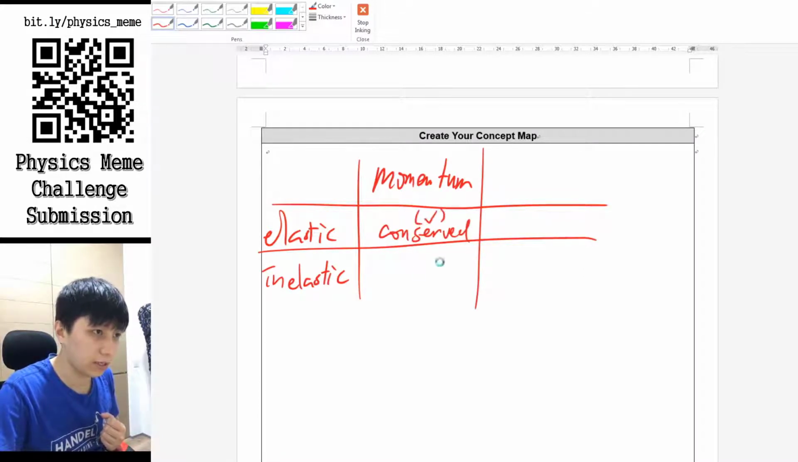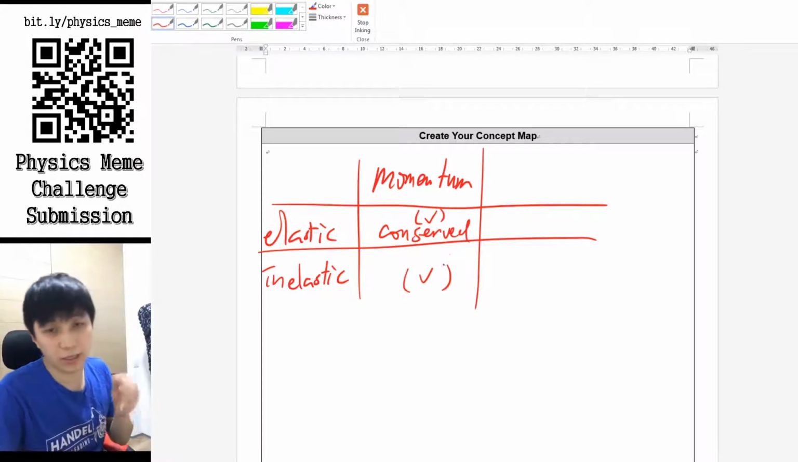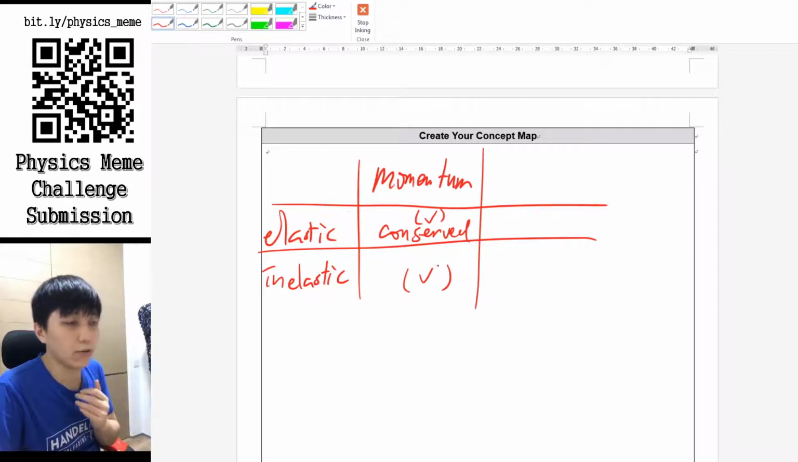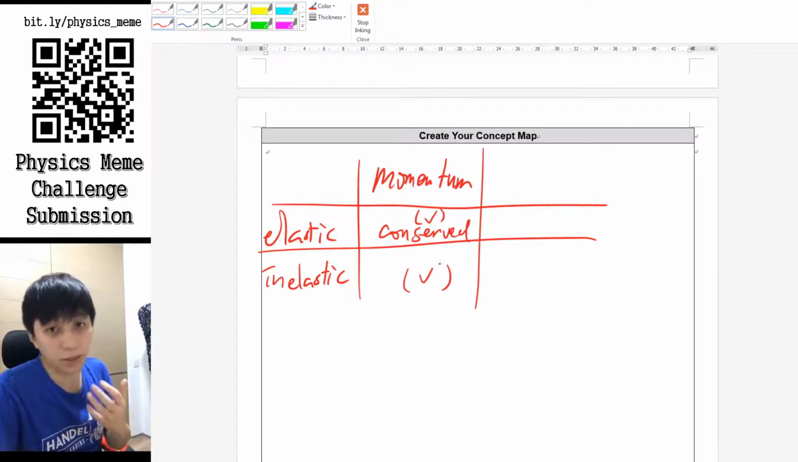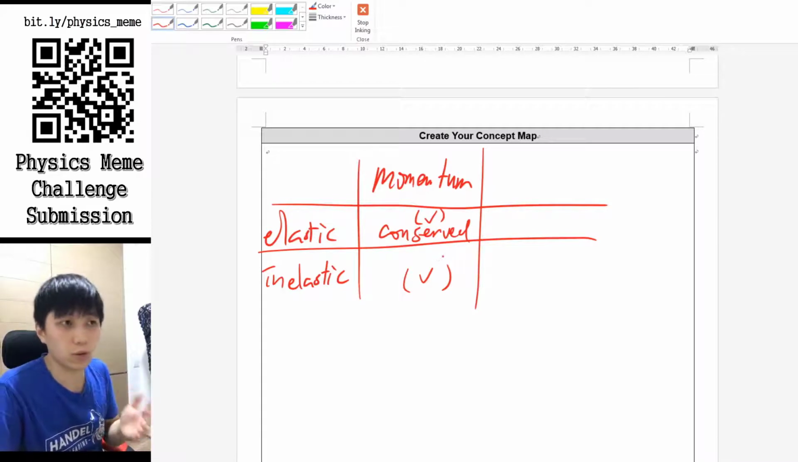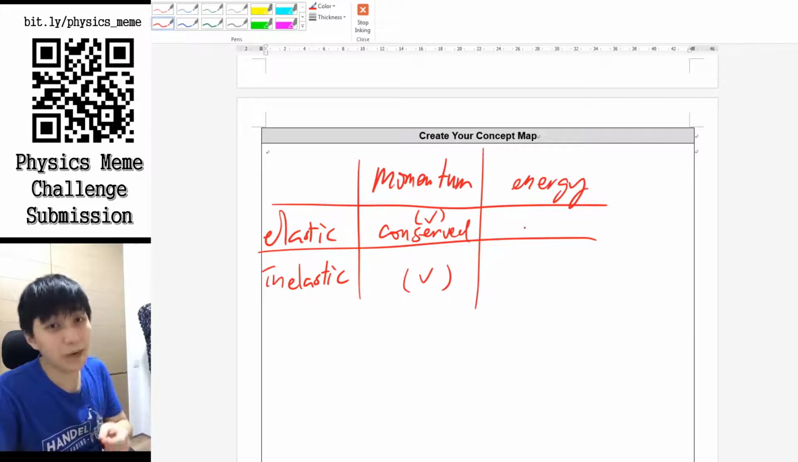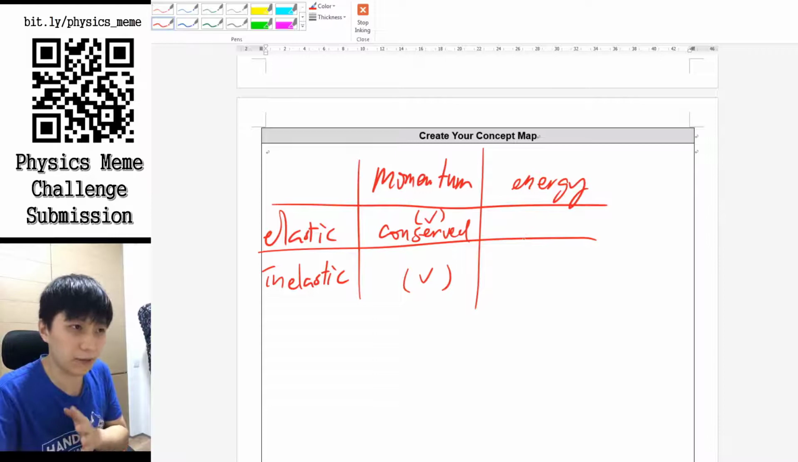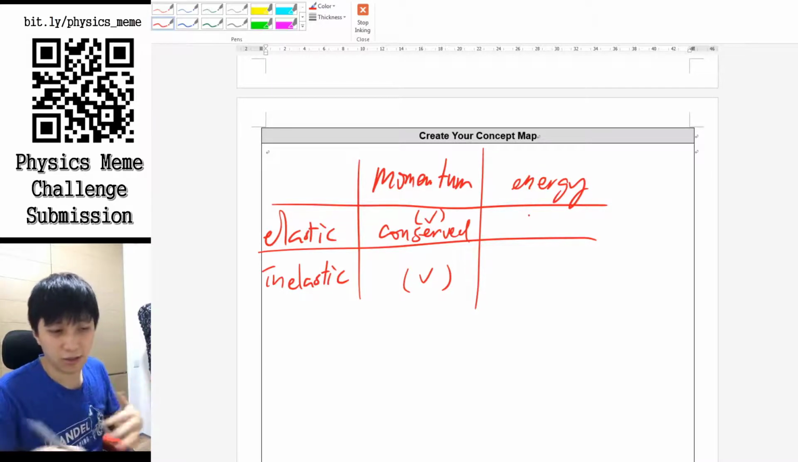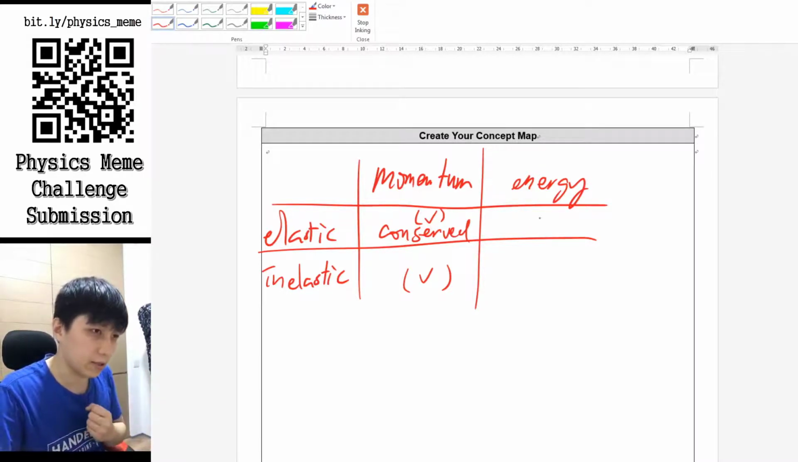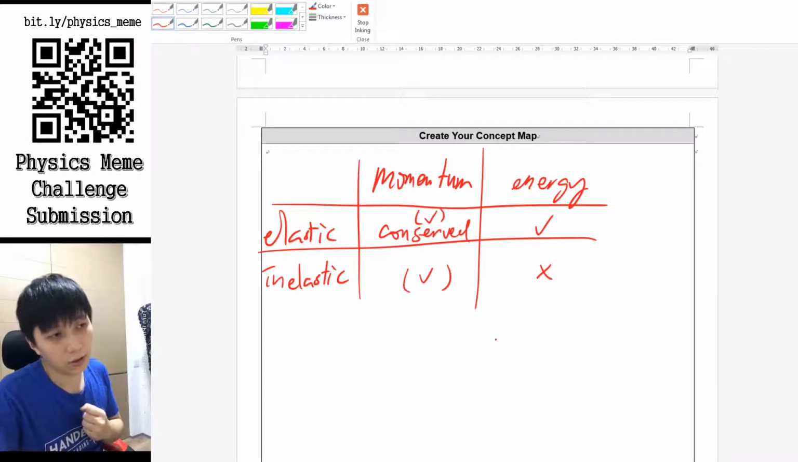Alright, or I put a tick simply. Same for inelastic. Again, the only case when you don't have the momentum conserved is when there's an external force, then momentum won't conserve. However, for energy, for elastic collision it is simply by definition. Remember, by definition, there's nothing we can deduce or derive from it. Then it would conserve for elastic, while for inelastic, it would not conserve.